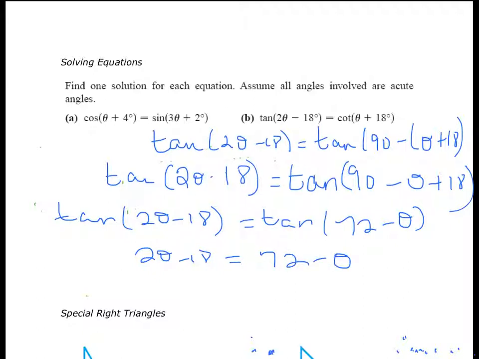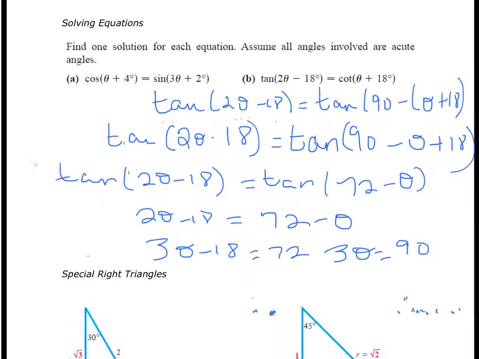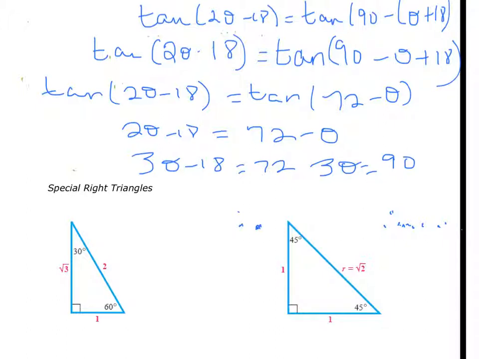minus theta. I'm going to add theta to both sides, so I get 3 theta minus 18 equals 72. I'm going to add 18 to both sides, so now I get 3 theta equals 90. And when I get 3 theta equals 90, then I divide by 3, so theta equals 30 degrees. So that's what it was wanting us to find, all of those types of things.